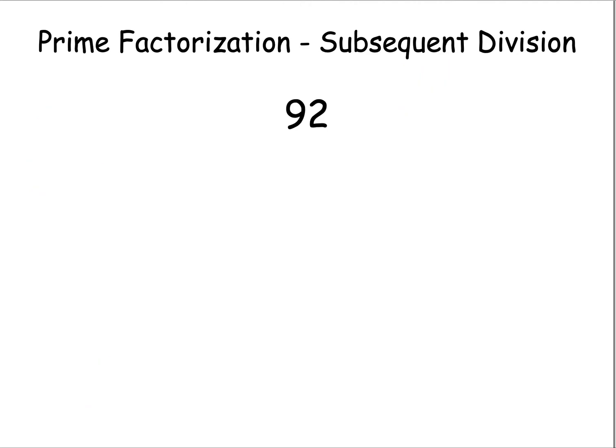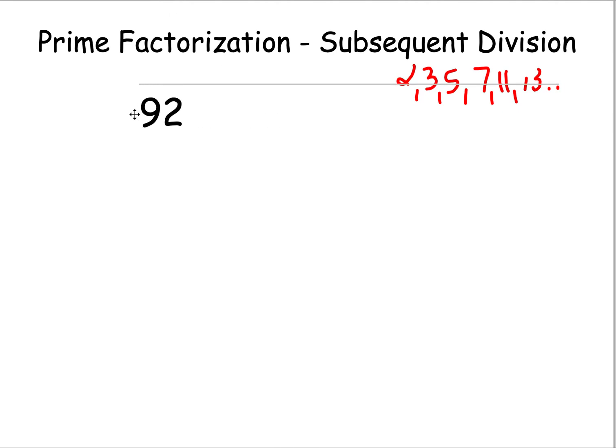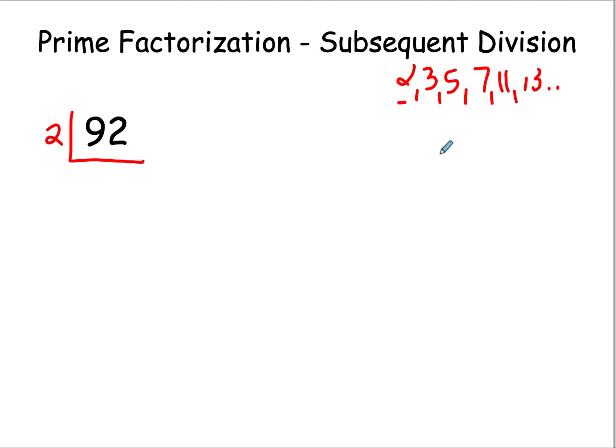Let's go ahead and do 92. Again, I want to keep track of my prime numbers. Just as a quick reference, it's easier to have them written down than trying to always remember them, just to remind myself, hey, there's more out there. So I'm going to start with, it's an even number, so I know 2 will work. Now I might have to go off on the side and do the division, just like I would have had to with the factor trees.